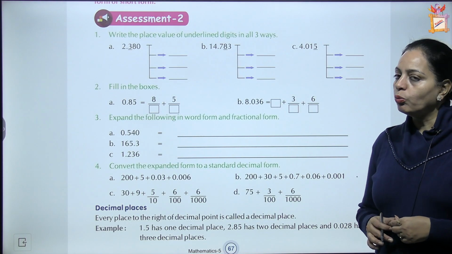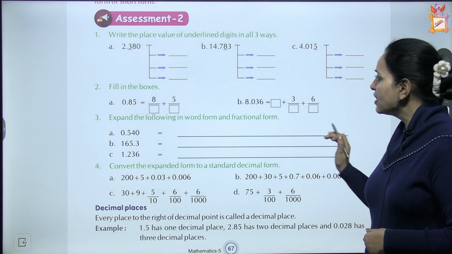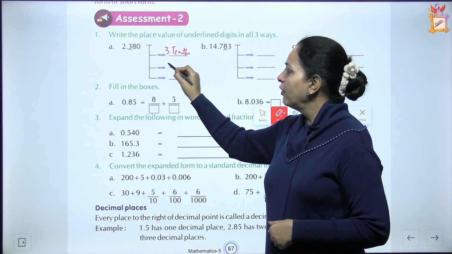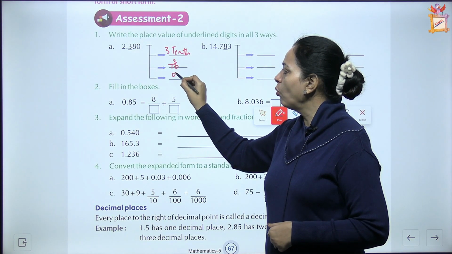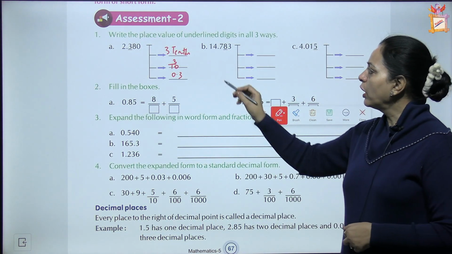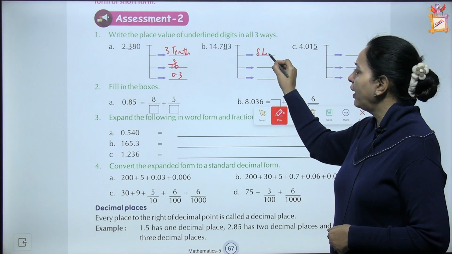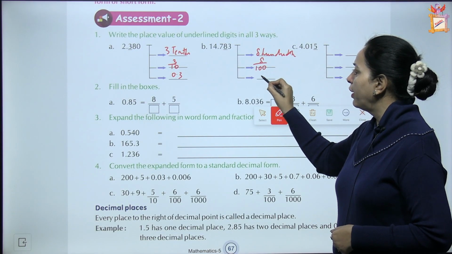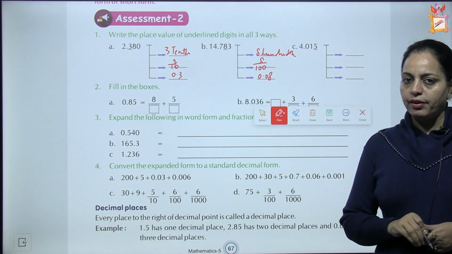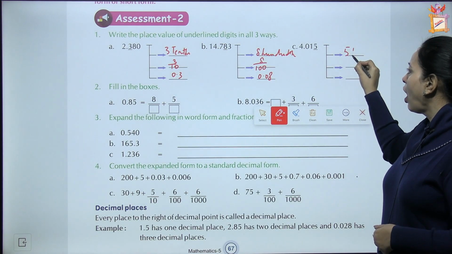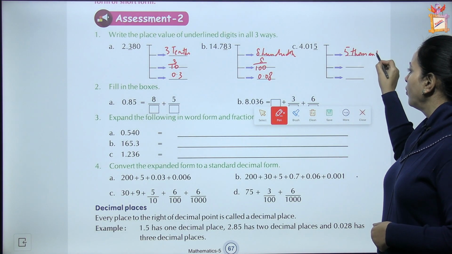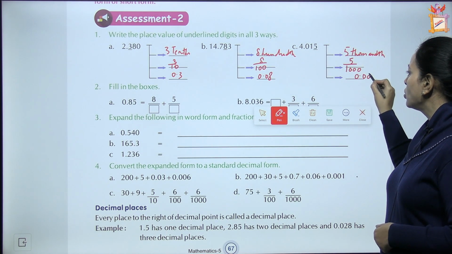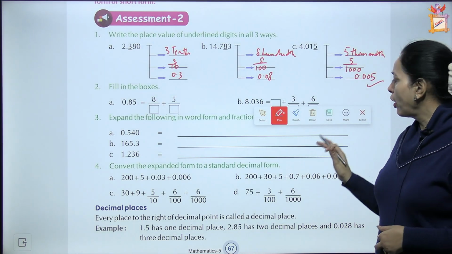So A part 2.380. So 3 digit is here, 3 is at tenth place. So 3 tenths. So 3/10 or 0.3. Now here B part, 8 is at hundredth. 8 hundredths. 8/100 and decimal form this one. So 5 here, 5 thousandths. 5/1000 and decimal form 0.005. Okay, so I hope this is clear to you.